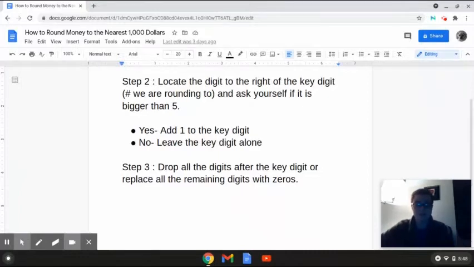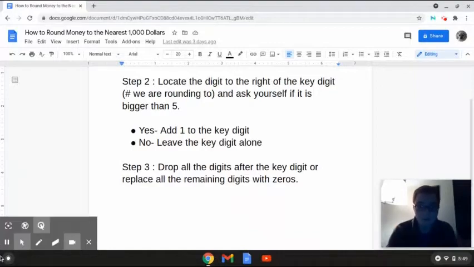So in a moment, we're going to be using IXL to help us round money to the nearest $1,000. And we're going to focus on steps 2 and 3. So step 2, we're going to be locating the digit to the right of the key digit, which is the number we're rounding to, and asking ourselves if it is 5 or bigger. If it is 5 or bigger, we're going to add 1 to the key digit, but if it's not 5 or bigger, we're going to leave the key digit alone. And step 3, since we're rounding money to the nearest $1,000, we're going to drop all of the digits after the key digit and replace them with zeros. So let's try a few problems together.